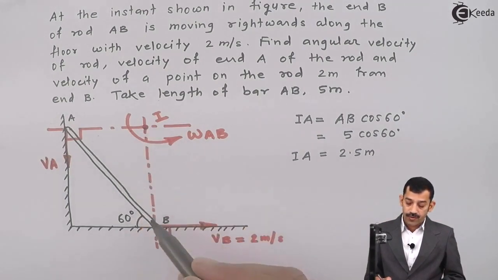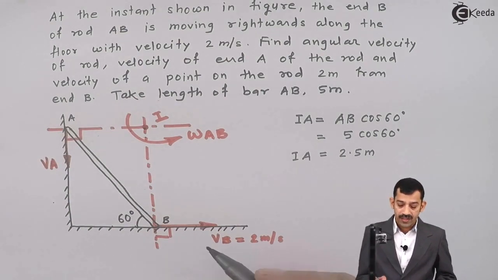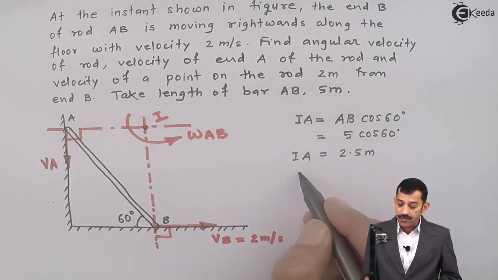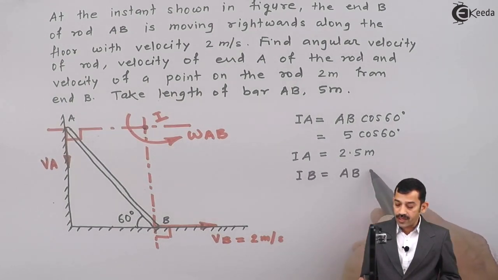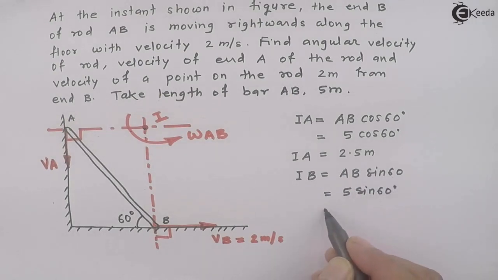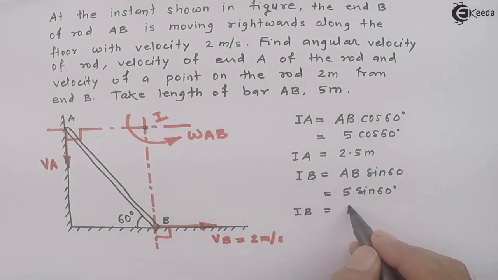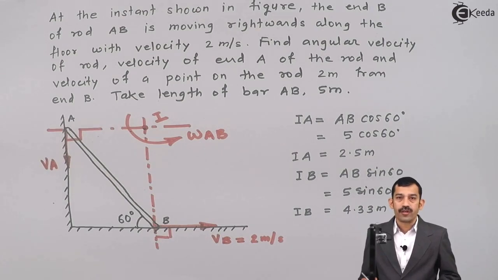Similarly, if you want to find IB, which is the vertical length opposite to the angle, it is given by sine of this angle 60, so IB is the length of bar AB into sine of 60. Substituting AB as 5 and sine of 60 degrees, using a calculator, length IB comes out to be 4.333 meters.